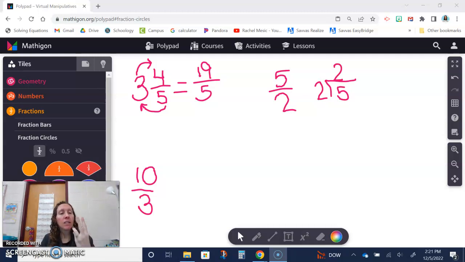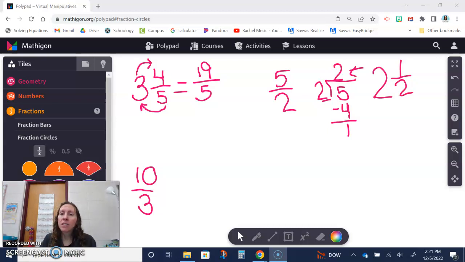2, 4, 6. Oops, 6 is too high, so we can't do that. So 2 times, and that would be 4, because 2 times 2 is 4. And then if I subtract that there, I have 1 extra. So this number up on top is my whole number. My remainder is my numerator. And then the number I divided by is the denominator, 2 1/2.